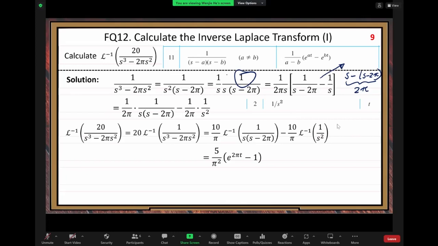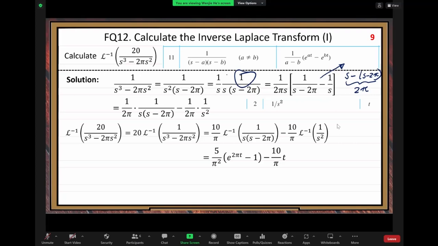That's the first term. The second one, 1 over s squared. By formula number 2, it's t. So that is 10 over pi times t. That's the answer. This is all times the 20. We already used the 20 here: 20 over 2 pi, so 10 over pi, and we carry that. That's the typical calculation like this.